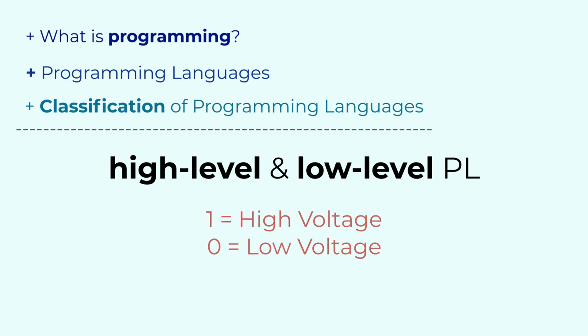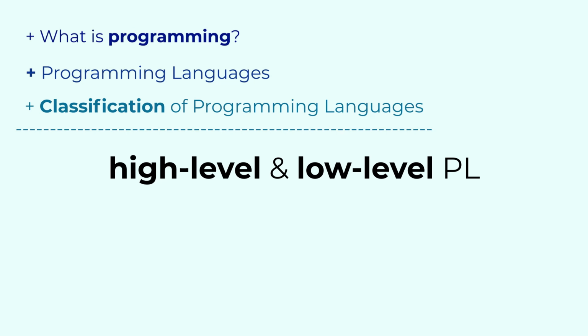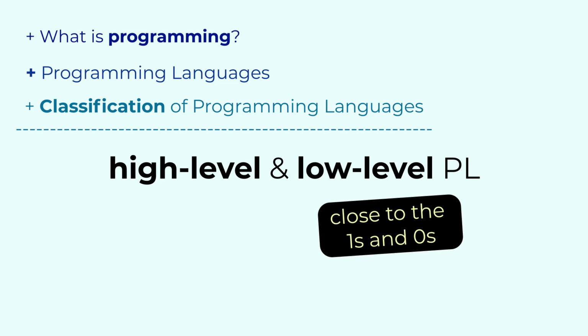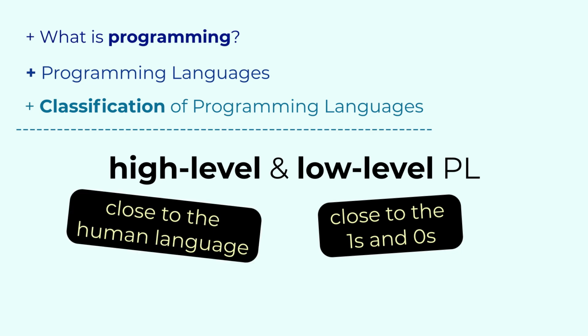Now back to the classification. The low-level languages are those that are close to the ones and zeros in terms of syntax and understanding. And by syntax, I mean the manner in which the language is written. And based on what I have just said, you can easily guess what the high-level ones will be about. They are much closer to the human language. That's why most programmers use the high-level programming languages. And Python is a high-level programming language. So it's a very popular example of the programming languages that most of the developers use these days.